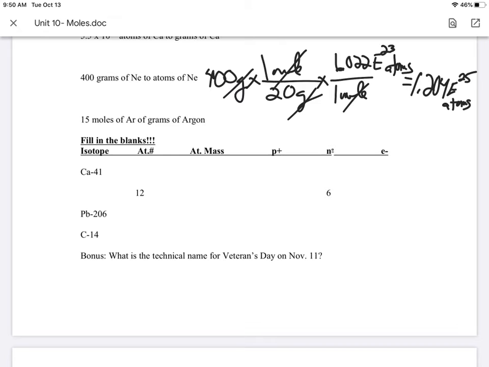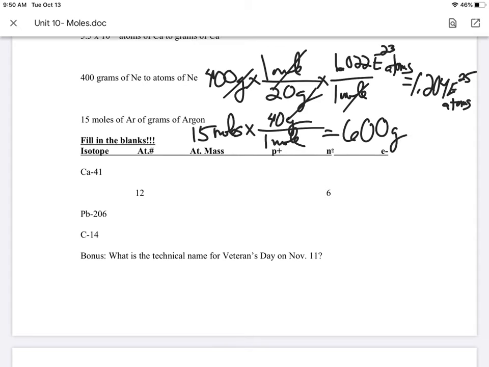15 moles of argon to grams of argon. Well, 15 moles times, I know that 1 mole of argon, I gotta take a break here and look that up. So I come up with 39.96, or we can just round that to 40 grams per mole. So I take 40 times 15 moles, and we come up with roughly 600 grams of argon in 15 moles.